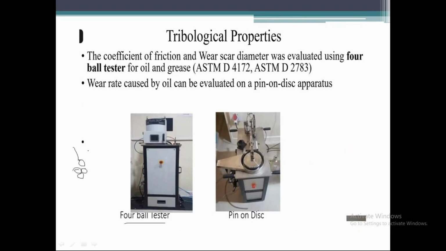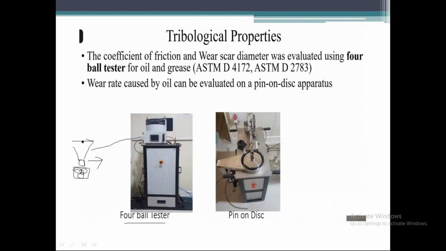This will be connected via a spindle. So this will be rotating at, say, a certain RPM, and this will be in contact. So these three balls will be in a cup-like structure at the bottom. When this ball is rubbing, touching the surface, we will measure friction and wear with the attachments on this machine.